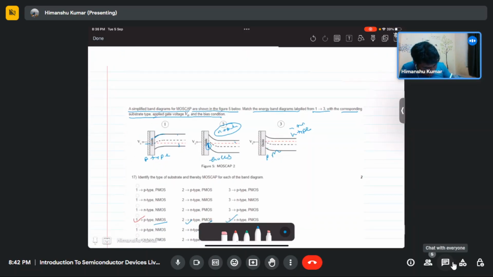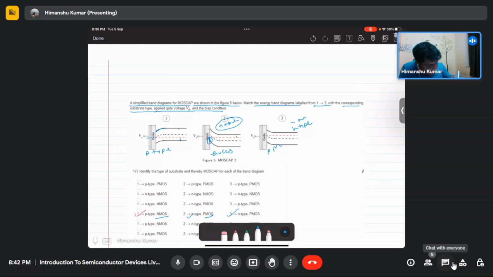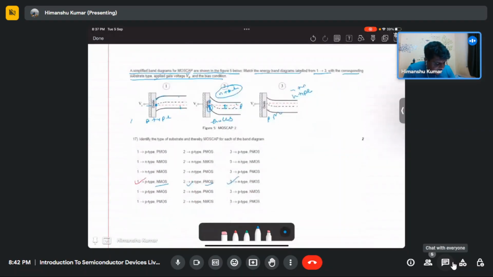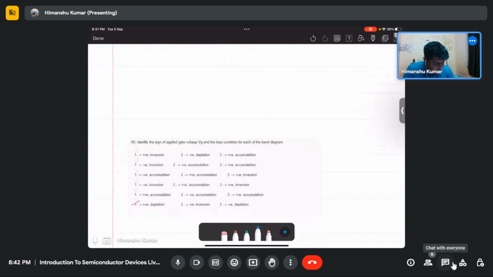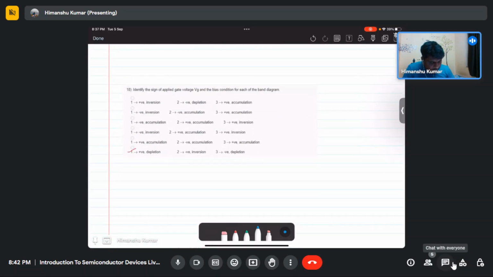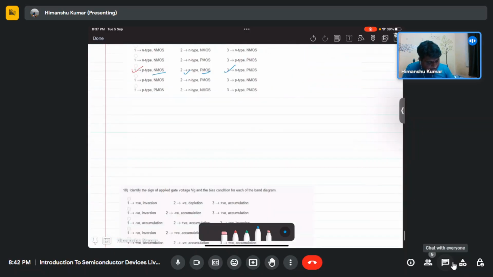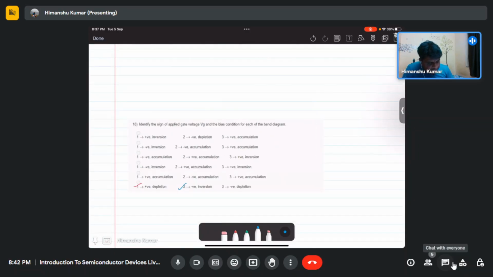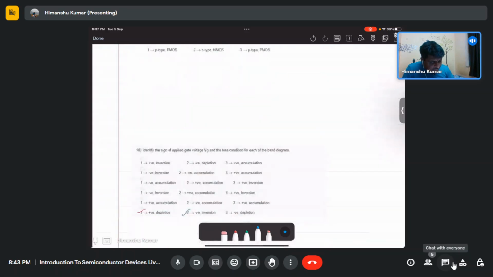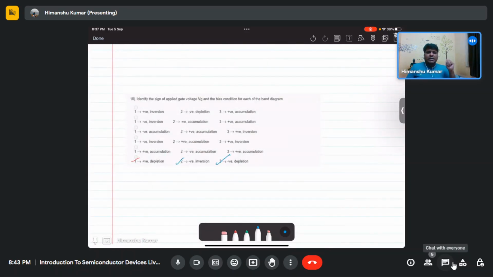You see in the first case EI has not crossed this EF. In the second case EI has crossed this EF by approximately twice this amount, twice of this phi f. So we can say this is in the inversion region, this is in the depletion region, similarly this is in the depletion region. So negative bias is applied and this is in the inversion region. Similarly in the third case, negative bias is applied and this is in the depletion region.